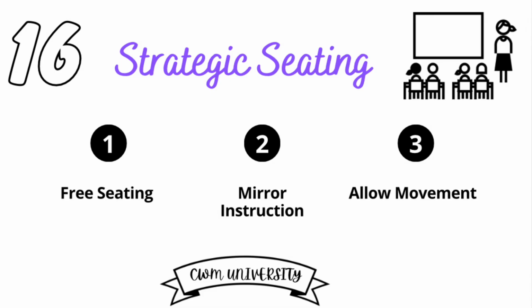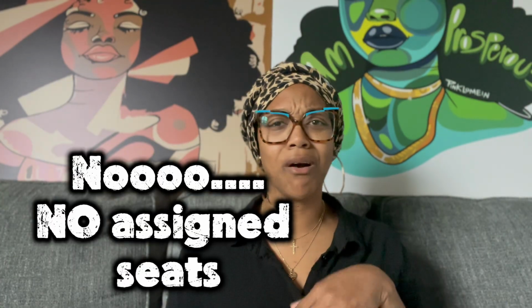Tip 16, strategic seating. We want to make sure that we have the option for free seating. Our seating mirrors our instruction, and finally that allows movement around in the classroom. What I would do at the beginning of the year for free seating, I would let the students come on in, sit where you want to. And they're like, we don't have assigned seats. I was like, no assigned seats.